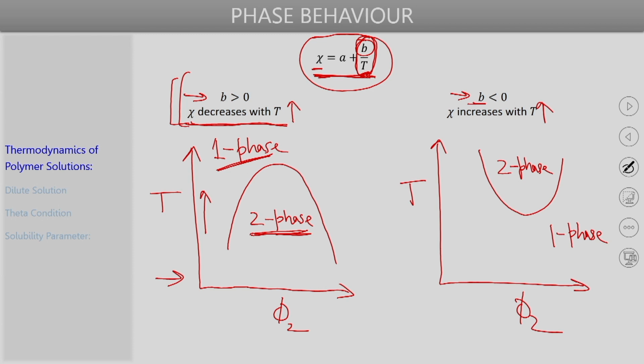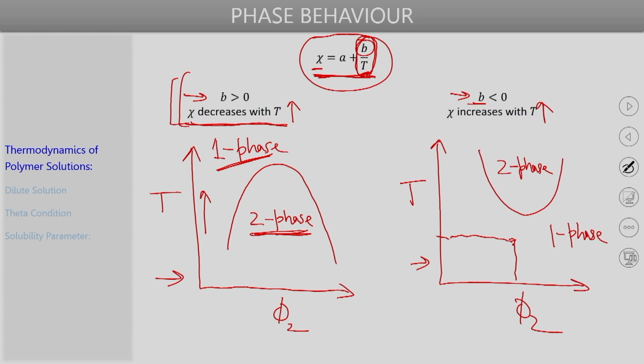So, now in this second case here, what is happening is as temperature is, so let us say we are at some point here on the phase diagram at some volume fraction of the polymer and at some temperature.